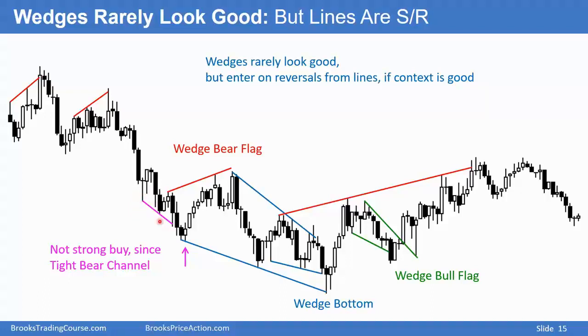3 pushes down. 1, 2, 3. But there's a problem with this wedge, and that is the channel is very, very tight. The pullbacks are small. A tight channel like this, usually a minor reversal, and the rally becomes part of a trading range or a bear flag. Good looking rally, but did not get very far, and it became a bear flag followed by lower prices.